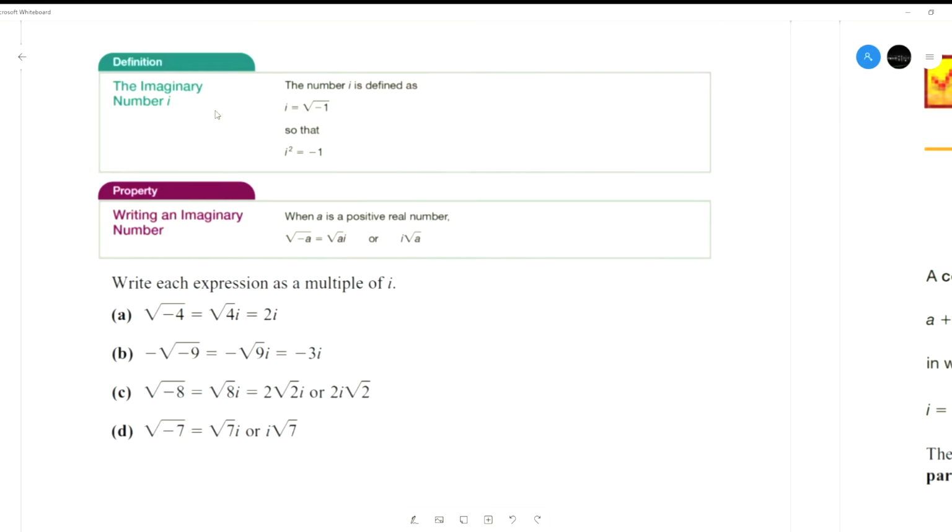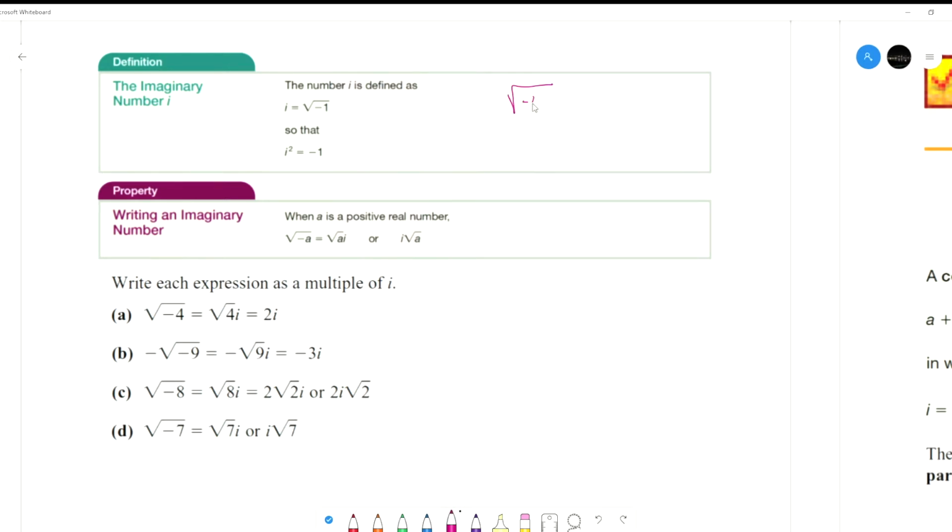Okay, so we will be learning about imaginary numbers and how to combine complex numbers today. Earlier, all throughout this chapter, we saw that when we had a square root of a negative number, we could not combine them. Do you recall that?